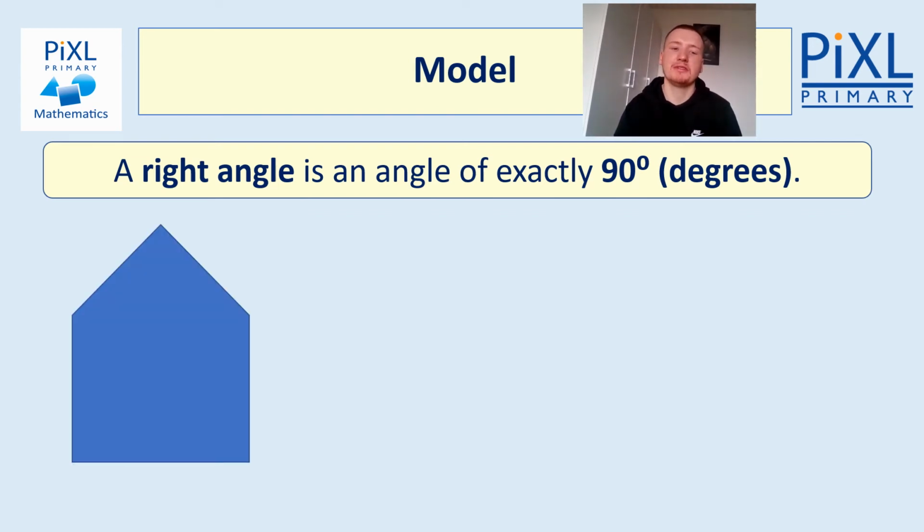Similar to some people's house, we have a pentagon. It's not the pentagon that you'd normally see, but it has 5 sides, so it is a pentagon. How many right angles would you be able to find in this shape? Pause the video, look at each angle, and just have a quick guess and think, how many right angles do we have in this pentagon? Pause the video.